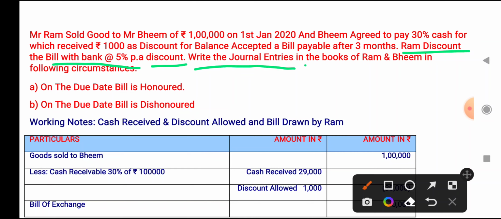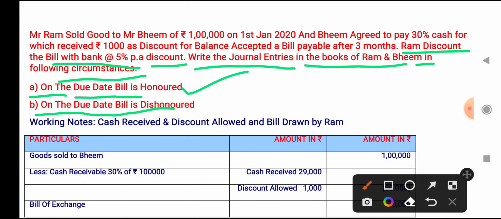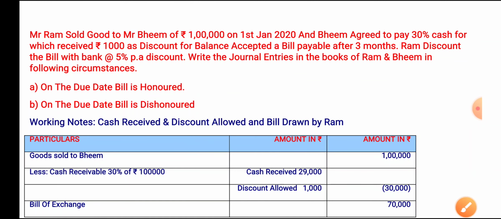Write journal entries in the books of Ram and Beam in the following circumstances. 1. A. On the due date bill is honored, and B. On the due date bill is dishonored. If it is honored, how should we write the entries? And if it is dishonored, how do we need to make the general entry? That is what we are going to discuss in this question. So before that we will do a small working.